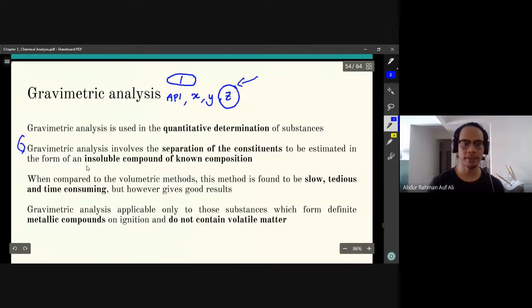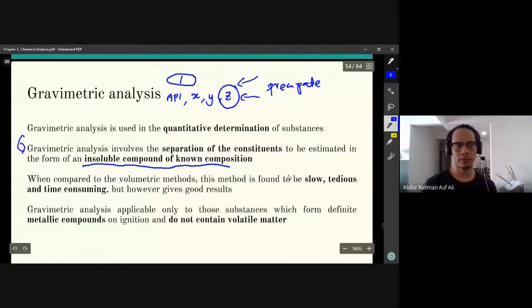Kita akan hasilkan an insoluble compound. So kita akan mix it with another reagent, another solvent yang hanya akan bertindak balas dengan bahan Z ni sahaja. So dia akan tarik dia keluar, menghasilkan precipitate, menghasilkan mendakan. Okay, and then kita akan follow beberapa step lagi, and in the end kita akan timbang berat.